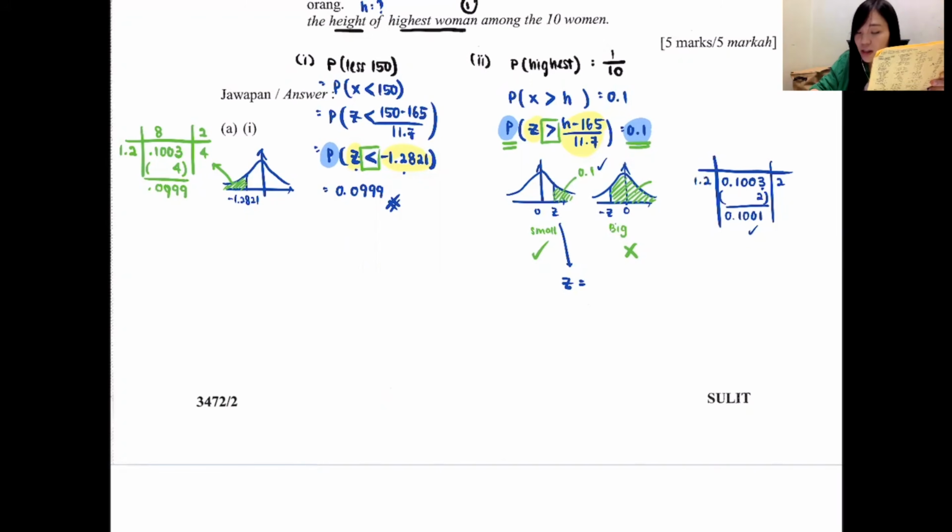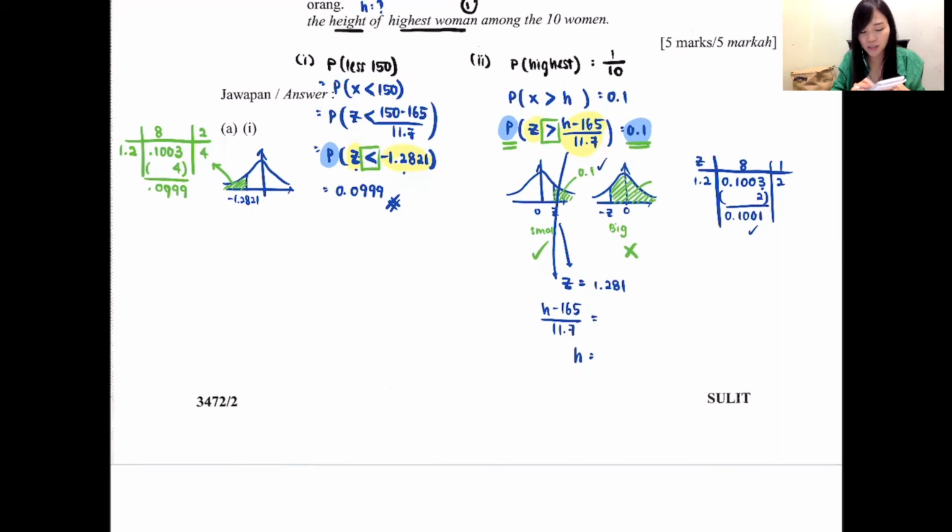This one is under the row of 1.2, under the column of 8, and under the column of 1. So your Z answer is 1.281. Please don't stop here. Remember, your Z actually represents H minus 165 over 11.7. Now I want to find back your H answer. It's not a dream. So just move around.